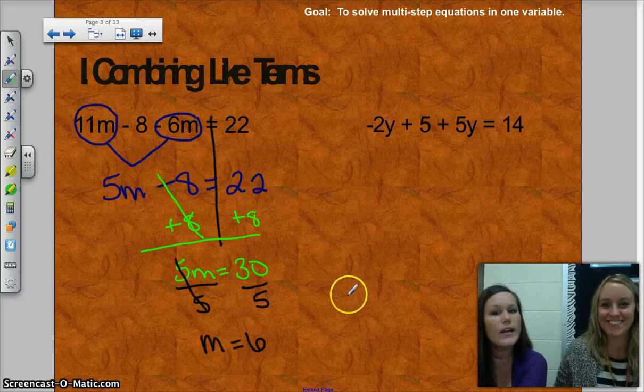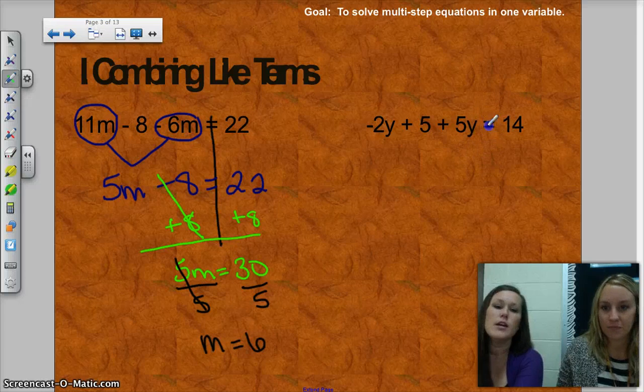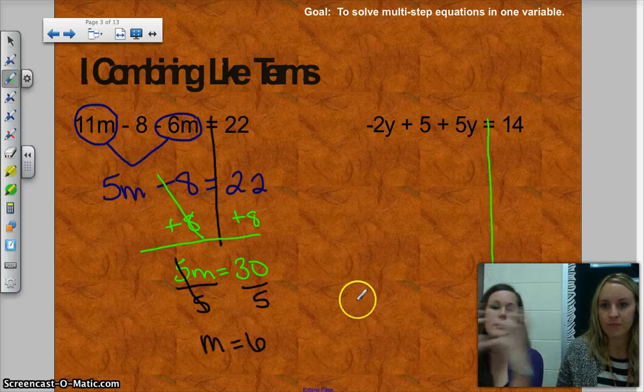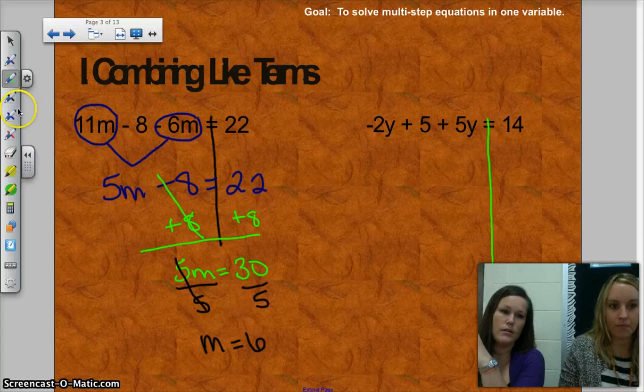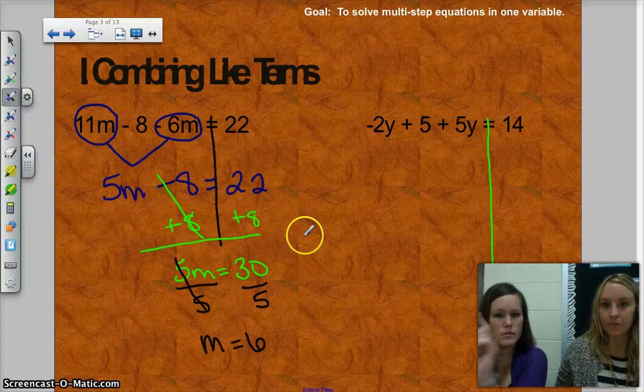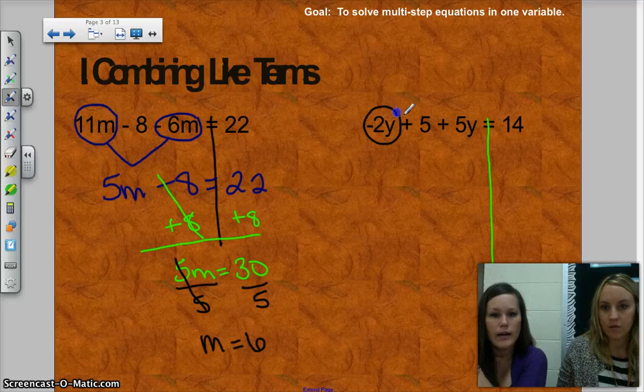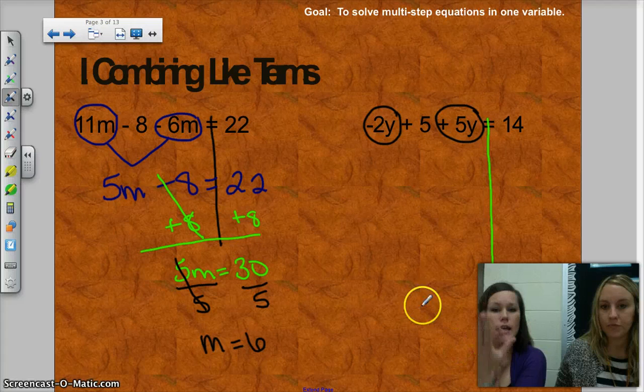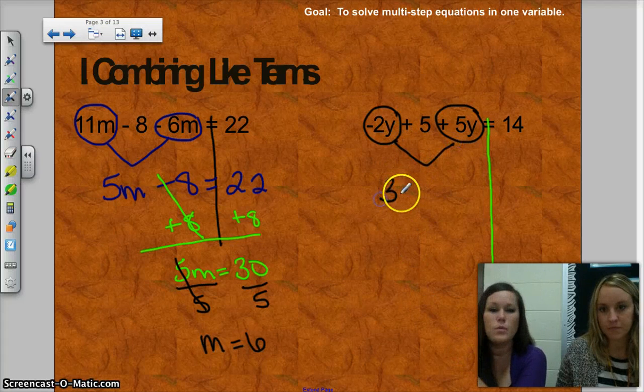No, I want to talk this one through, because I see negative 2y and then I see plus 5y. I feel like some people might get tripped up with the negative 2. So let's circle those again, because those are like terms. They both have a y. Negative 2 plus 5 is positive 3. So 3y, bring down my plus 5, equals 14.